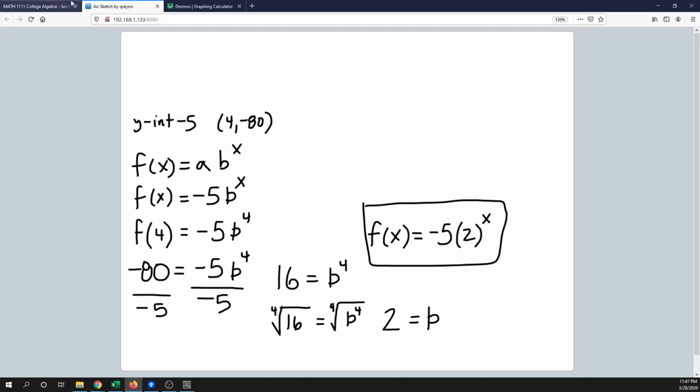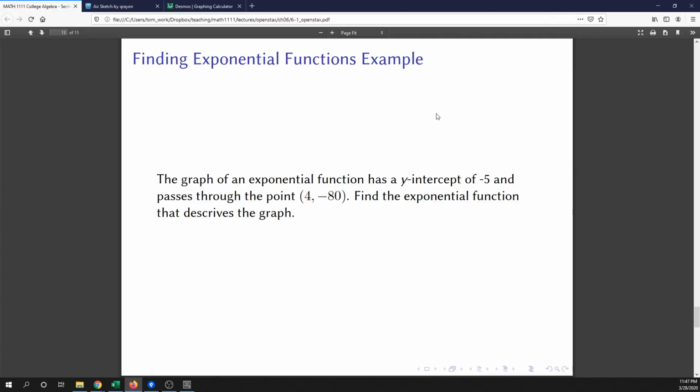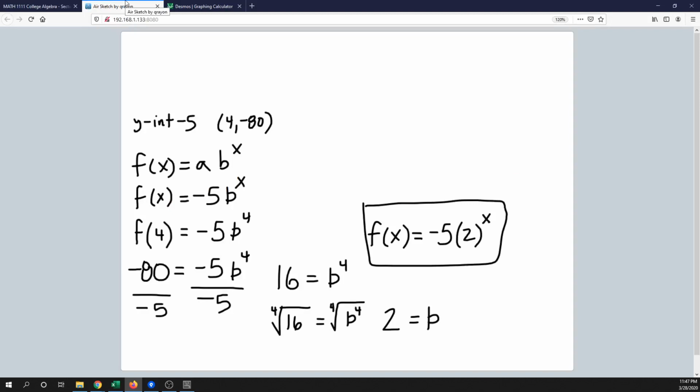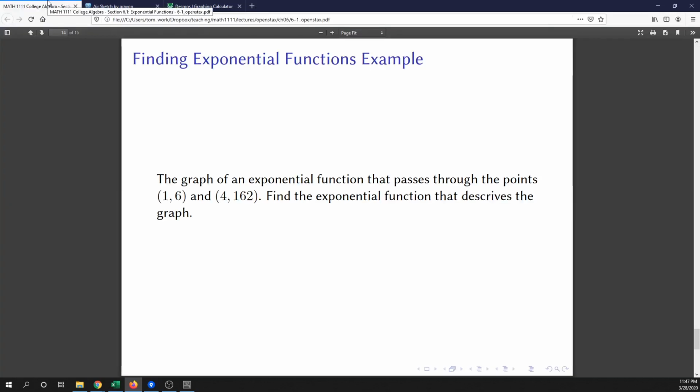All right, next example. In the next example, we have the graph of an exponential function that passes through the points 1, 6 and 4, 162. Find the exponential function that describes the graph. All right. So very similar problem to the previous one. We want to find an exponential function that passes through those points 1, 6 and 4, 162.